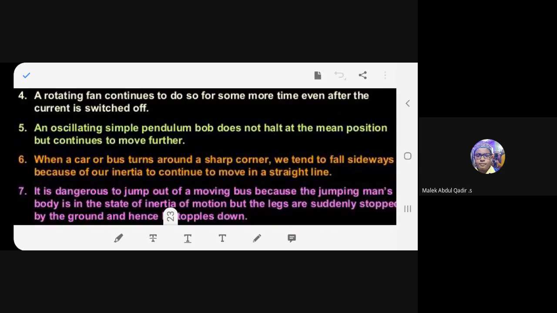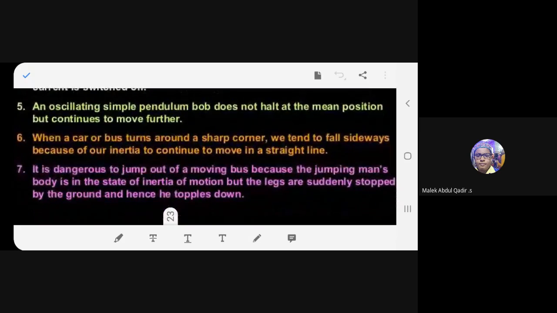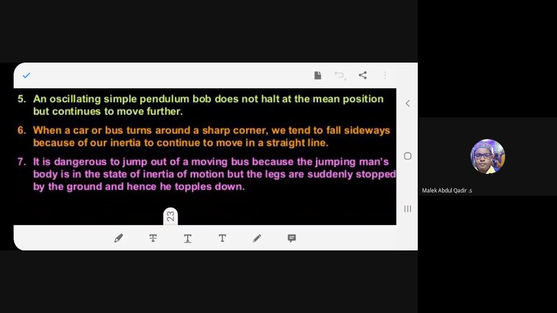A rotating fan continues to do so for some more time even after the current is switched off. Is it right? Yes, ma'am. Okay. Fifth. An oscillating simple pendulum bob does not halt at the mean position, but continues to move further.